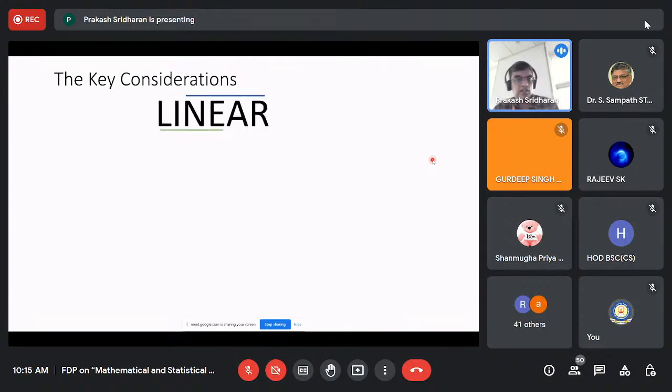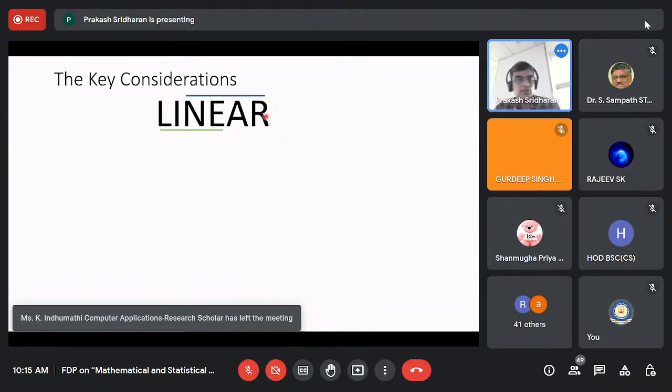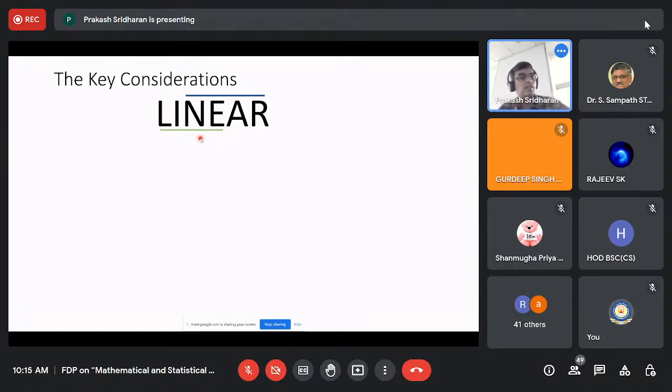Let's look at the key considerations that you associate with regression itself. The word linear itself has something interesting to convey to us. There is a word called line in it, and there is also the word near built in. So what does it mean? We are trying to do something that is actually close to a line. You need to find something that's close to a line. Essentially, that's what we are trying to fit here.